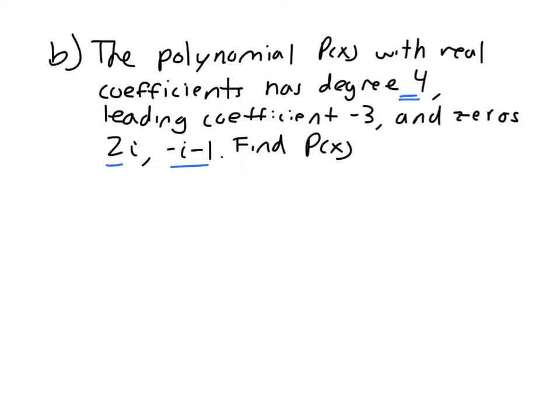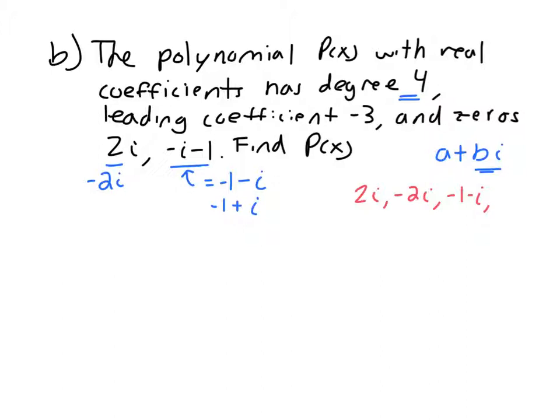So the corresponding pair for 2i would be negative 2i. And then I'm going to rewrite the other one as negative 1 minus i, just because we're used to seeing complex numbers written with the imaginary part on the end. Then the conjugate for this would be negative 1 plus i. Okay, so there are my zeros. Let's list them out: 2i, negative 2i, negative 1 minus i, and negative 1 plus i. Those are my zeros.